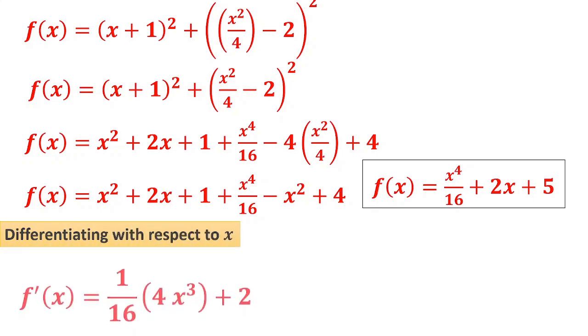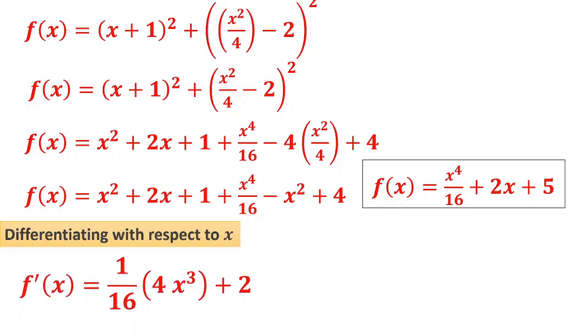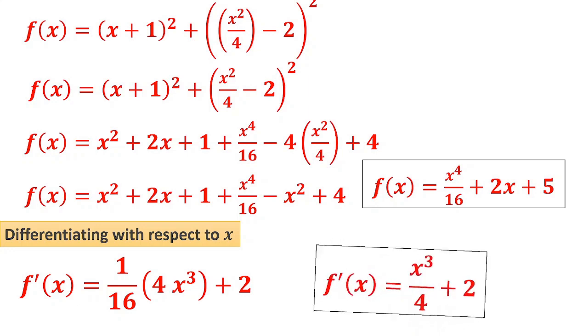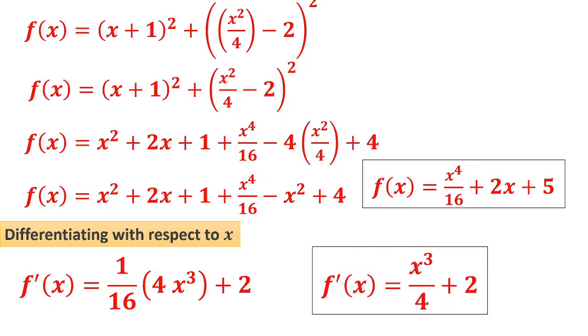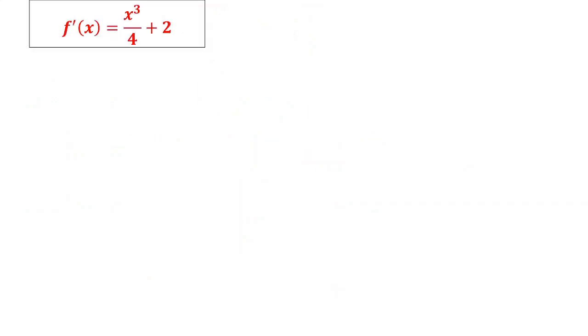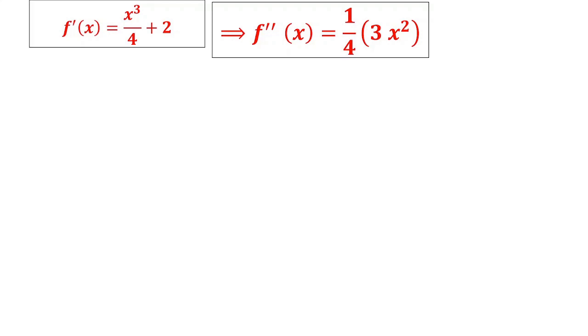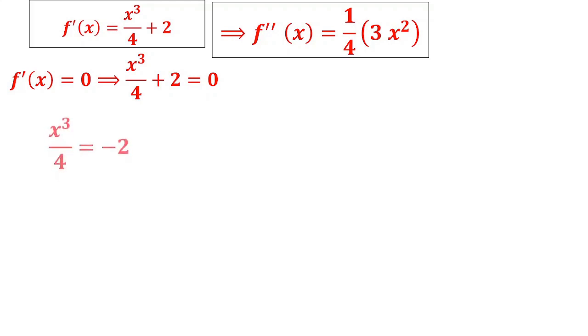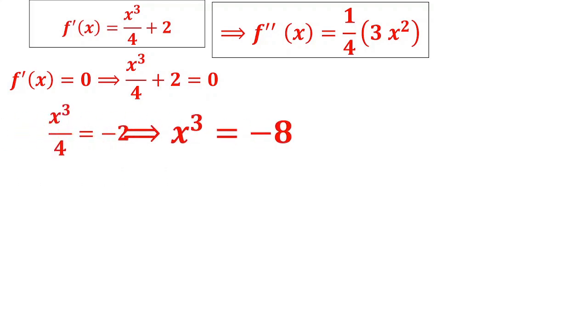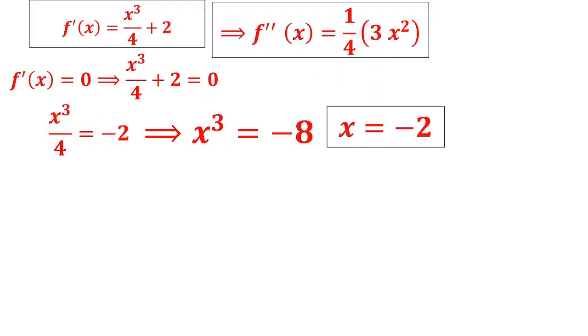What do you have to do? Differentiate it. 1 by 16 into 4x cube plus 2. Therefore, f dash of x is x cube by 4 plus 2. Now, f double dash of x is very simple. It is 1 by 4 into 3x square. If f dash of x is 0, we have to find the value of x. x cube is minus 8. Therefore, x is minus 2. Cube root of minus 8 is minus 2.